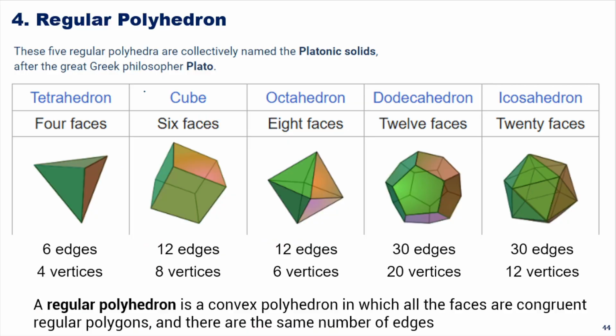Okay, next, the concept of regular polyhedron. These 5 regular polyhedrons are collectively named the Platonic solids after the great Greek philosopher Plato. A regular polyhedron is a convex polyhedron in which all the faces are congruent regular polygons, and there are the same number of edges at each vertex.